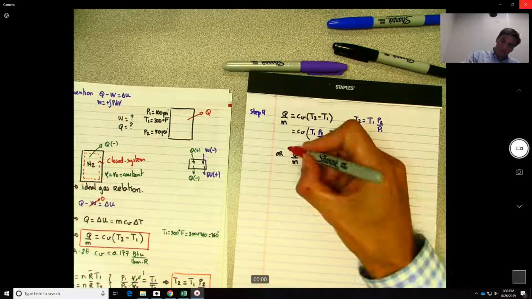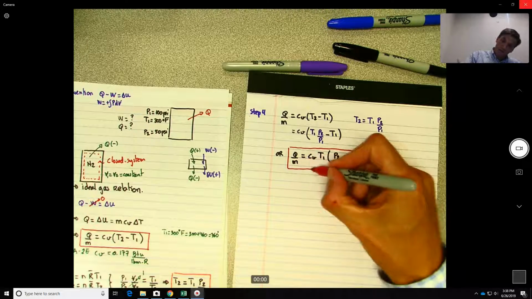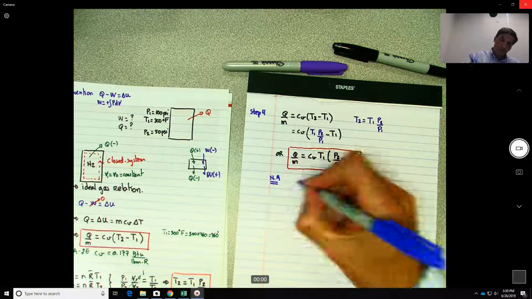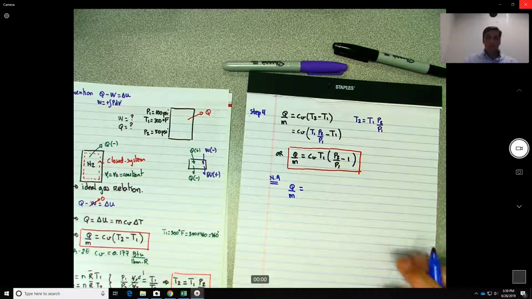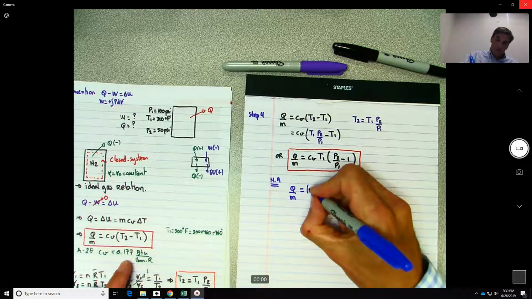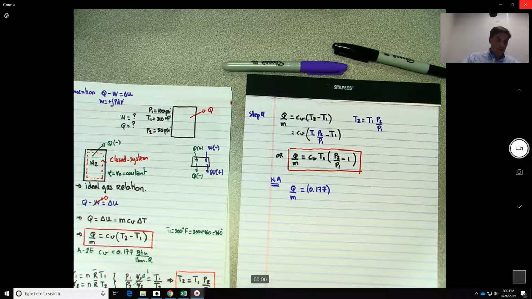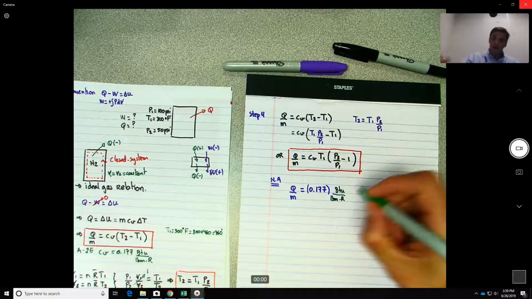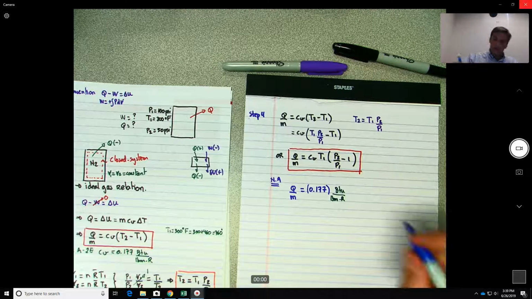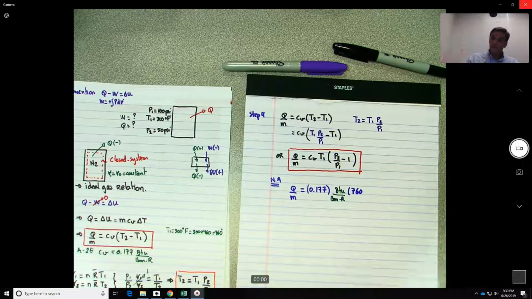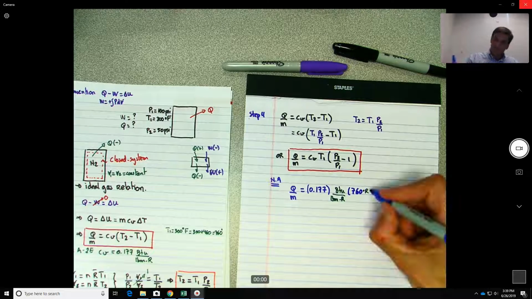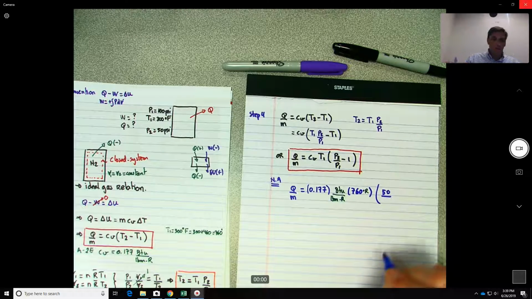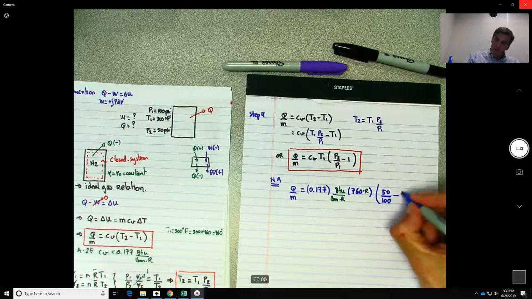All right, so if we do the numerical application, we get Q over m equal to Cv, 0.177 BTU per lbm Rankine, times T1, which we say is 760 Rankine, times (50 over 100 minus 1).